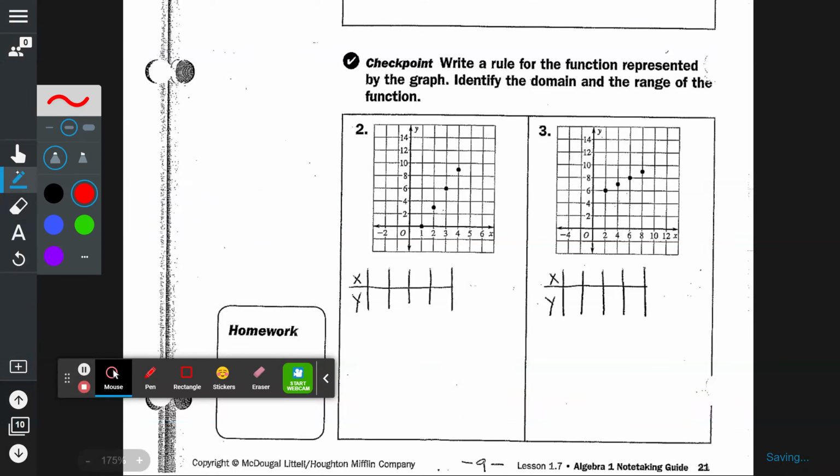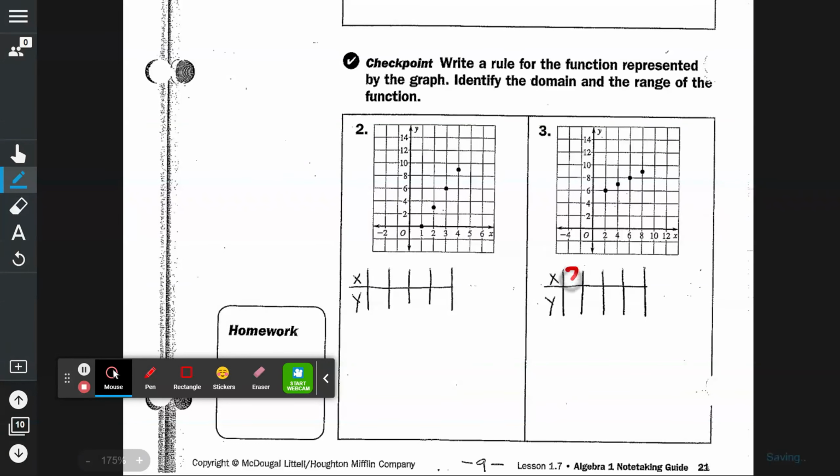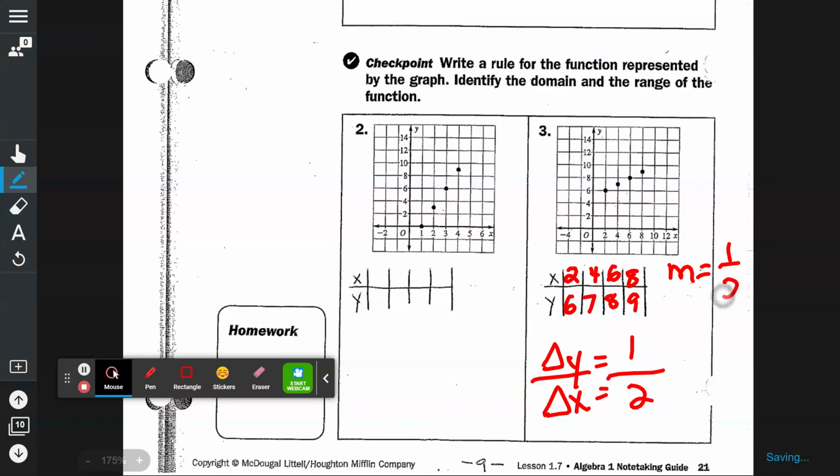Okay, so the first thing I do is the points are plotted, I identify them. So when x is 2, y is 6. When x is 4, this is 7. When x is 6, this is 8. And when x is 8, this is 9. My y is changing by ones, plus 1, plus 1, plus 1. But my x's are changing by 2's. So that means my multiplier is 1/2. So I know my rule is going to start with y equals 1/2 x.